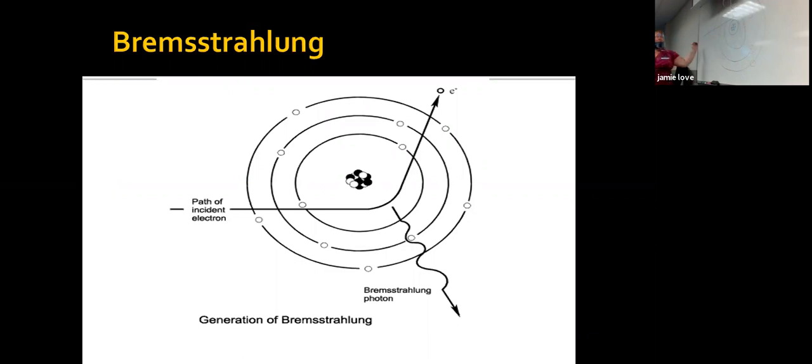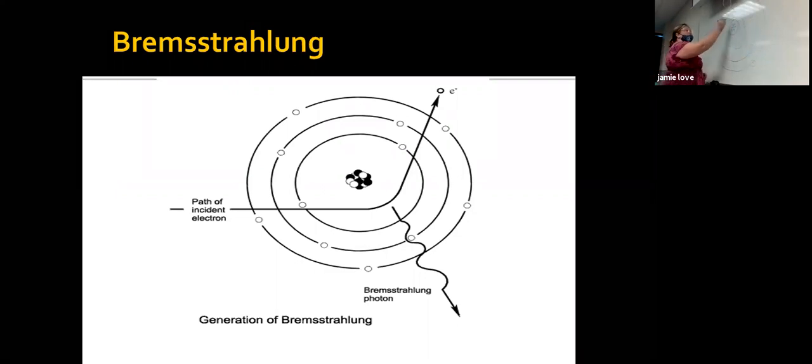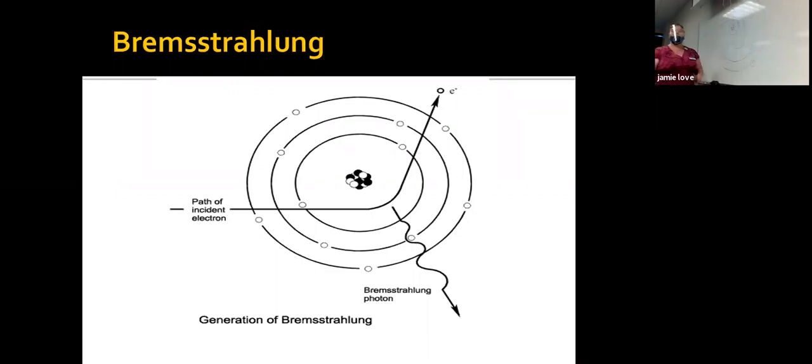So Bremsstrahlung is that electron comes close to the nucleus and has some pull to it because of that positivity. It slows down and turns direction. When that electron does that, that breaking, it's losing some energy in the form of an X-ray photon.